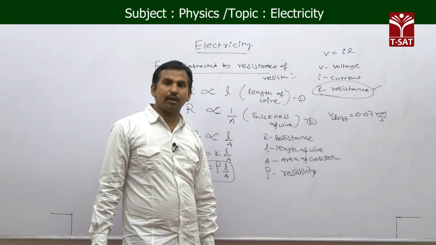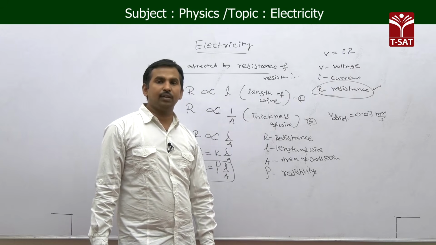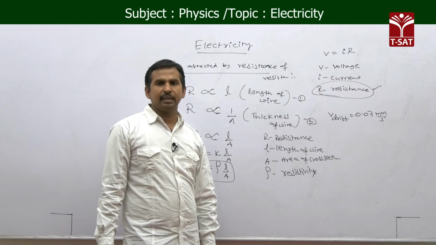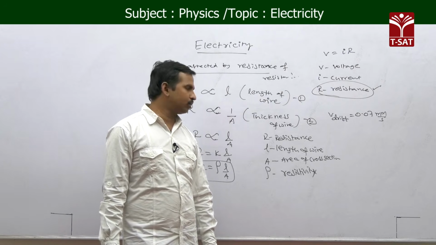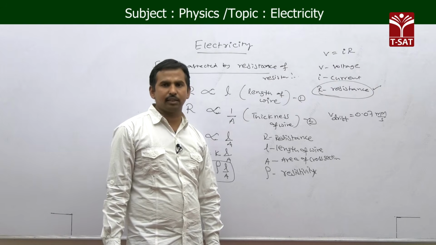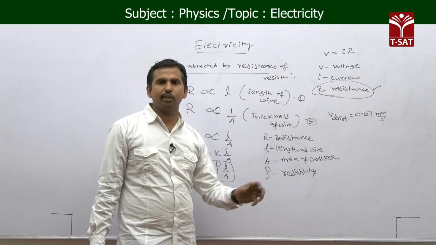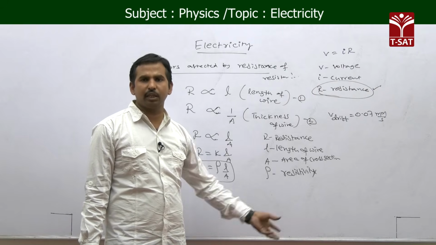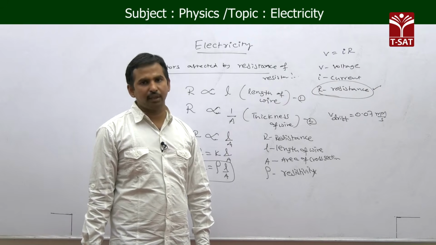Whenever the resistivity value becomes infinite, where the resistance is infinite, those we call insulators, which do not allow the current to pass through them. For them the resistance is infinite.